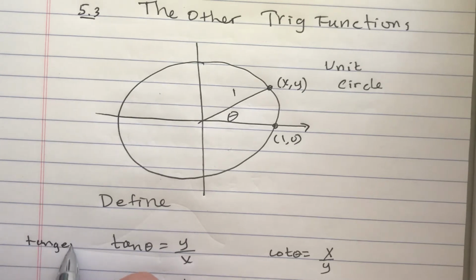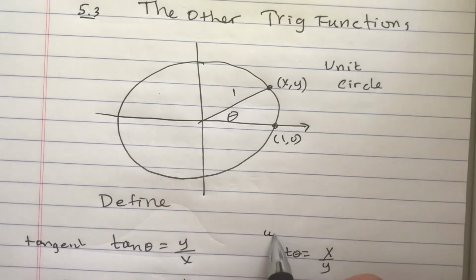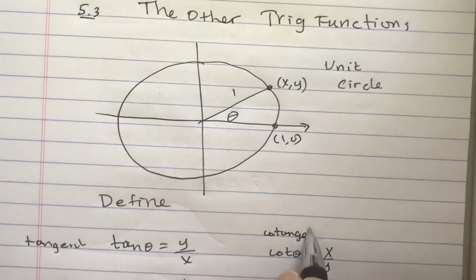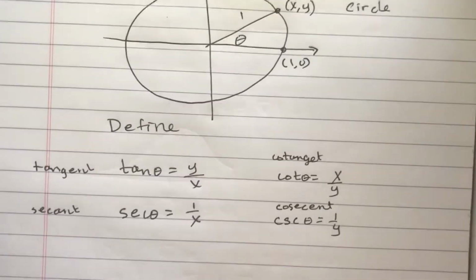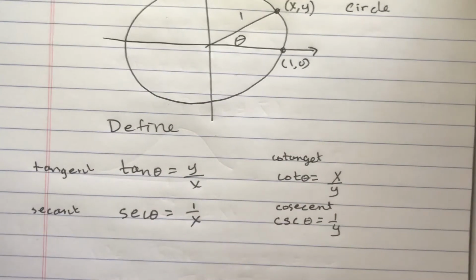This is tangent, and this is secant. I have cotangent and cosecant. So, okay, there we go. So that's how those are defined.